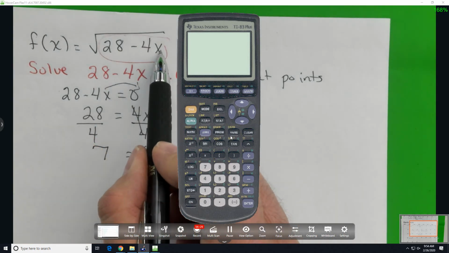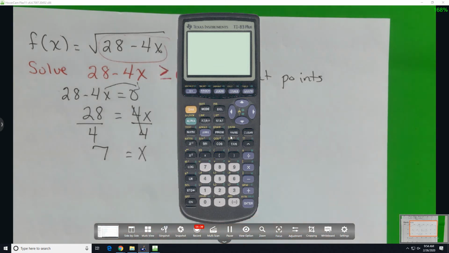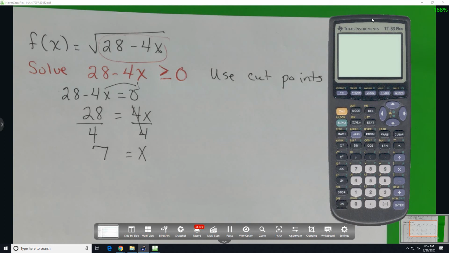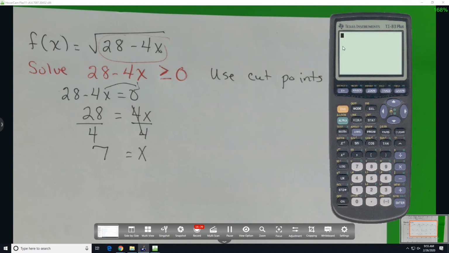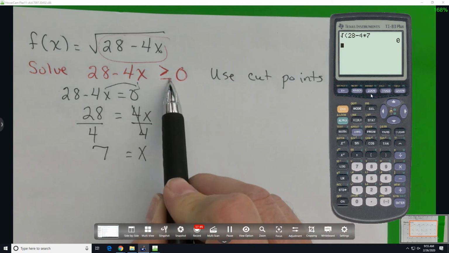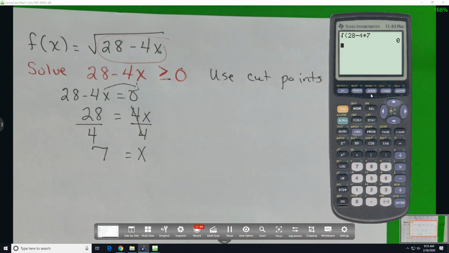So what number would give me a 0 underneath here? Well, a 7. If I plug a 7 in for x, that's the square root right here. I punch in second square root, 28 minus 4 times 7. Is this going to give me a number or an error? It gives me a number. It's okay to plug a 7 in for x. That's why I'm saying greater than or equal to 0. Now continue with the cut point method.